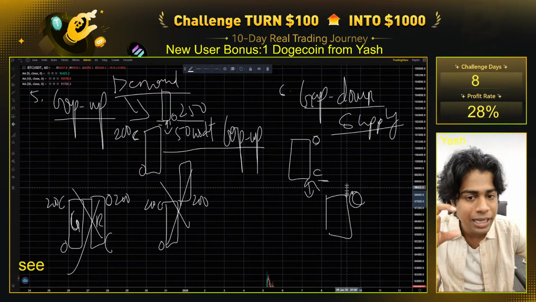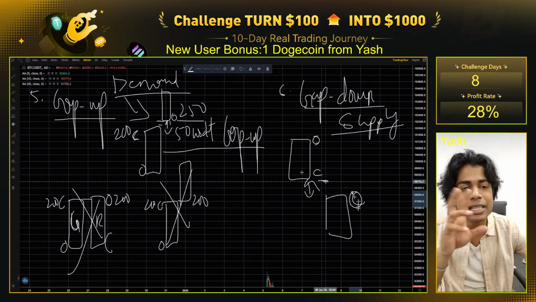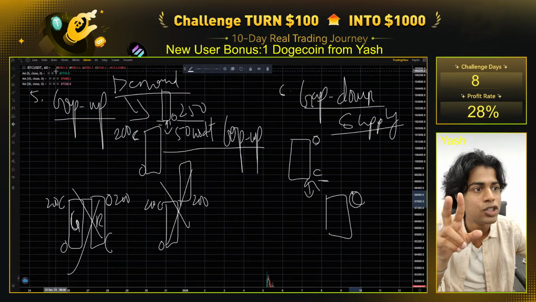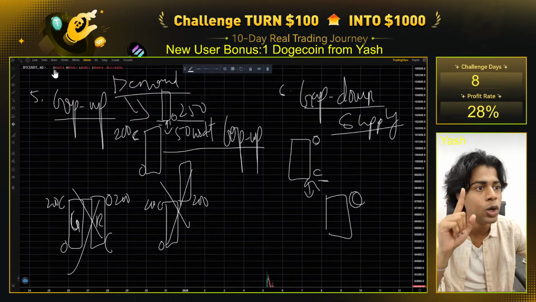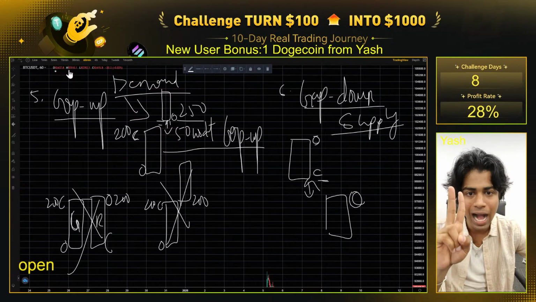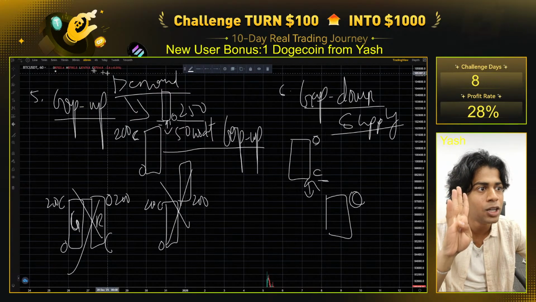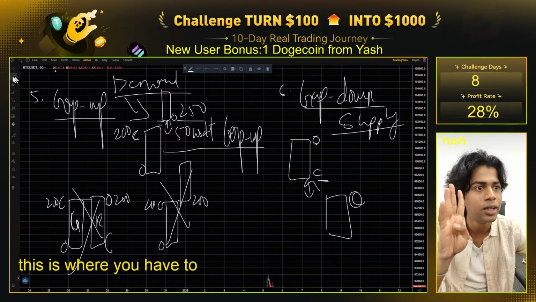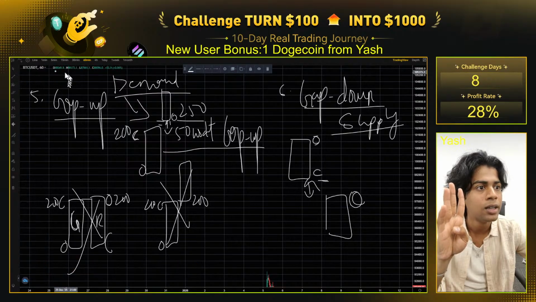Okay, BTC doesn't create gaps, it just shows in the price. You can see where to check this. Can you see open O, high H, low L, close C? This is where you have to look. I will point my arrow. Can you see this? O, open; H, high; L, low; and C, close.